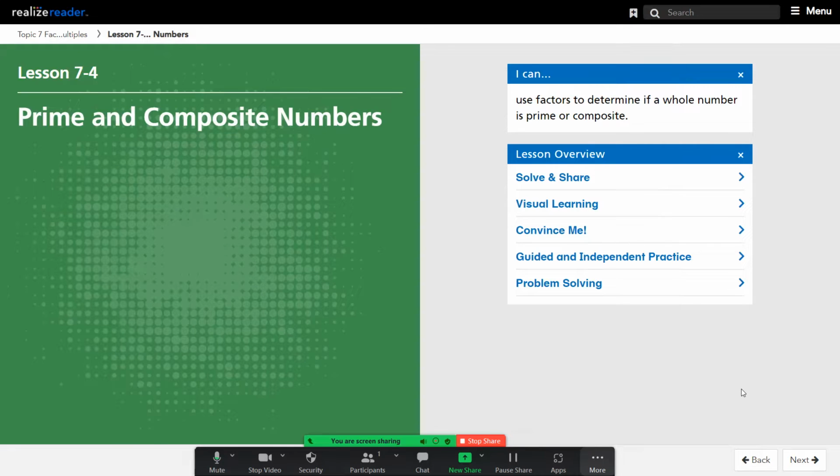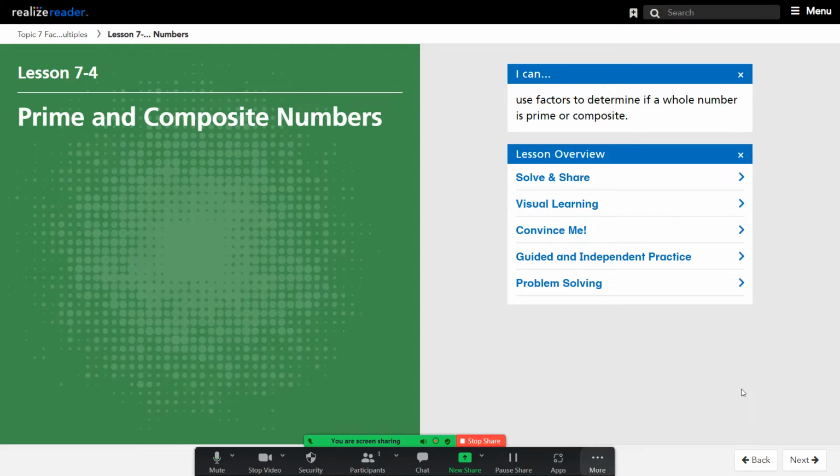We're also going to learn about composite numbers. Now, composite numbers are also whole numbers that are greater than 1, but they have more than two factor pairs. So for example, the number 4. You can make 4 by doing 1 times 4 or 2 times 2. So the factors for 4 are 1 and 2 and 4. So they have 3 different factors.